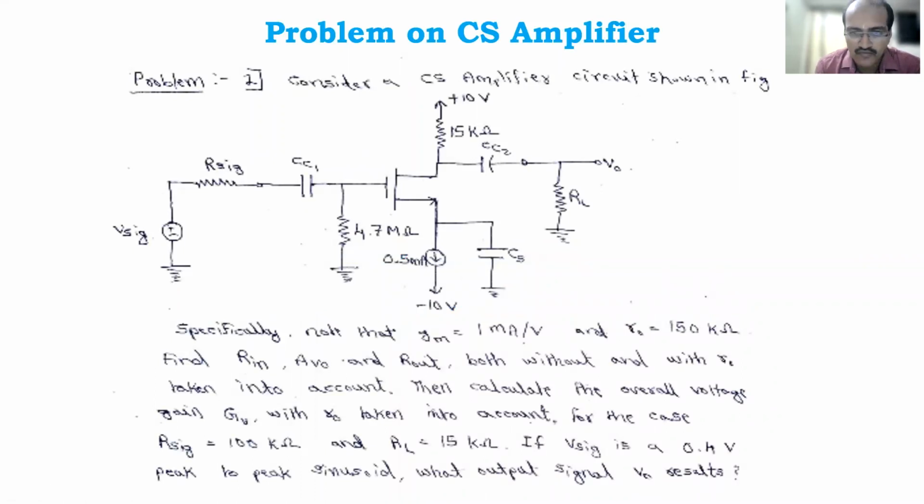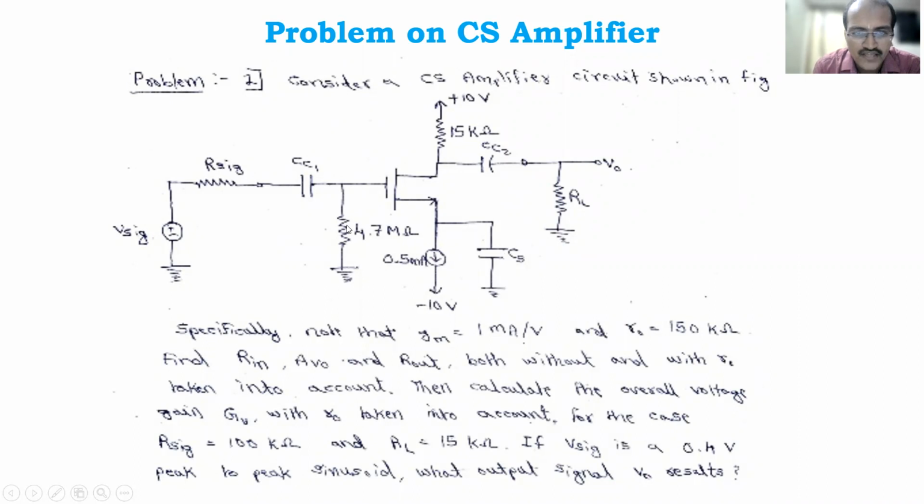So this is the problem. Consider a common source amplifier circuit shown in the figure. This is the circuit you have seen for the common source amplifier. I is 0.5 milliamps. The values of CS, CC1, CC2 are not given because they act as open circuits in DC analysis and short circuits in AC analysis. So they don't play any role. That's why they are kept as they are.